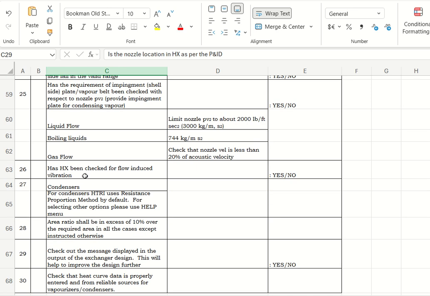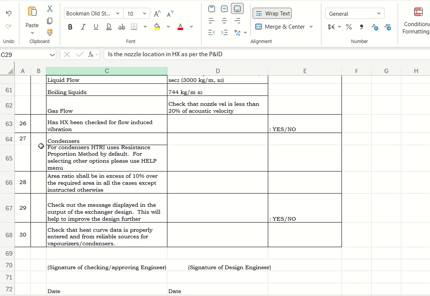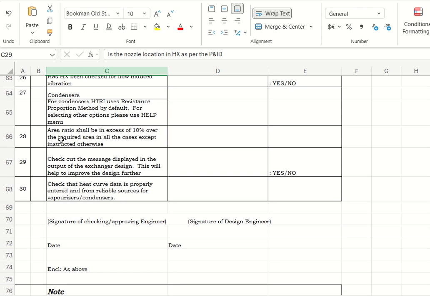Has the heat exchanger been checked for flow reduced by variation? Condenser: for the condenser, STHE uses the resistance proportion method by default. To select other options, please use the help menu. This is what we have to use in STHE for the condenser. Area ratio shall be in excess of 10% over the required area in all cases, except if instructed otherwise.